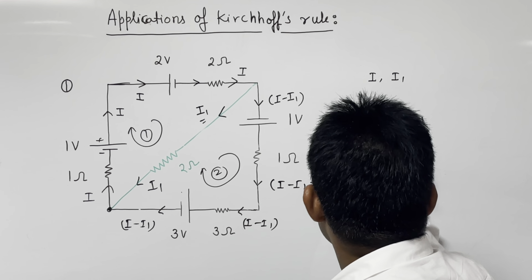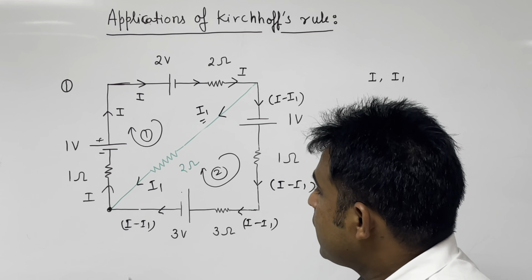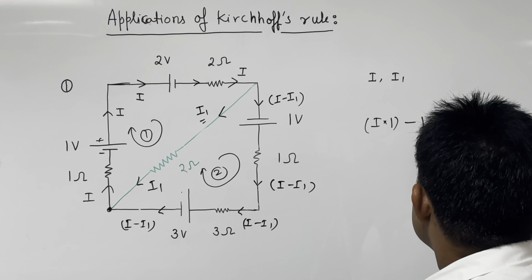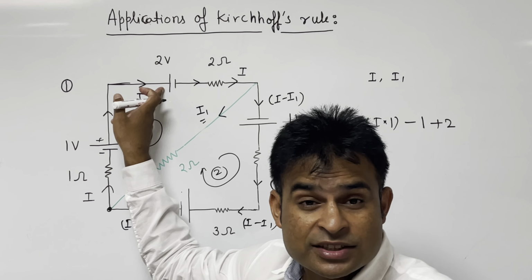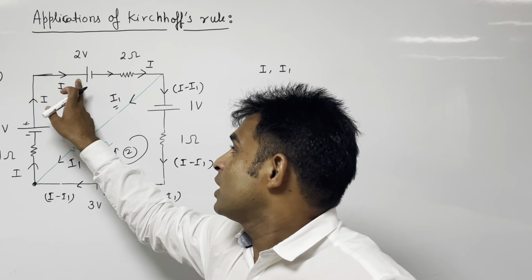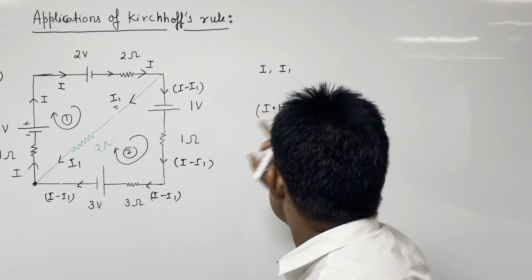I multiply by 1 minus 1. Then I reach at this point, then I write plus 2. Why did I write this plus 2? Because I am moving clockwise and first I enter at the positive terminal of the 2 volt battery. So I'll write plus 2.